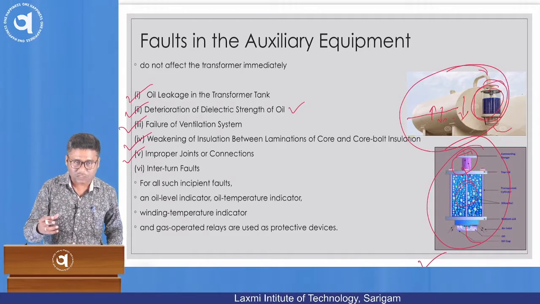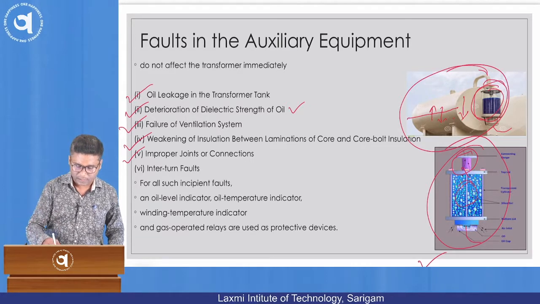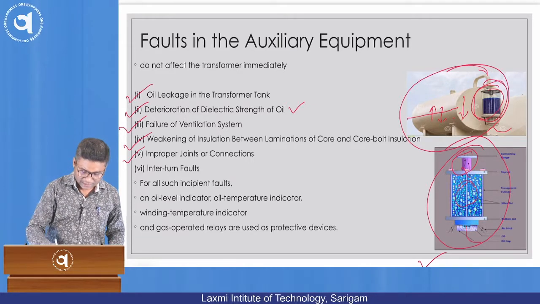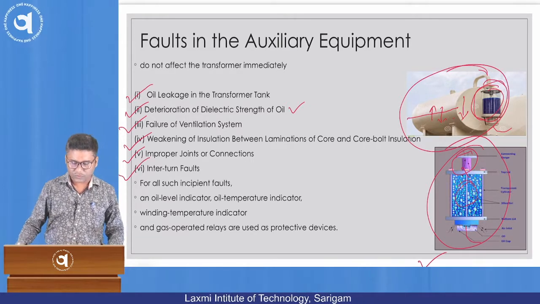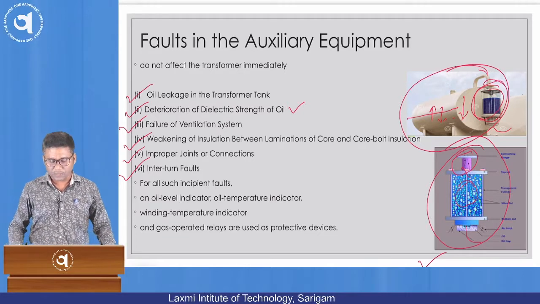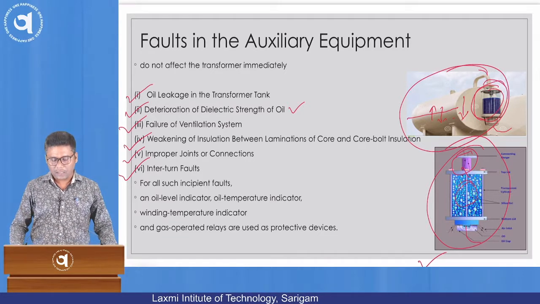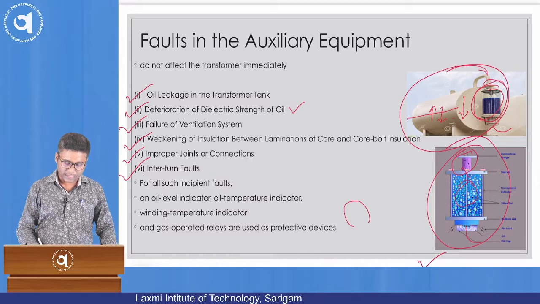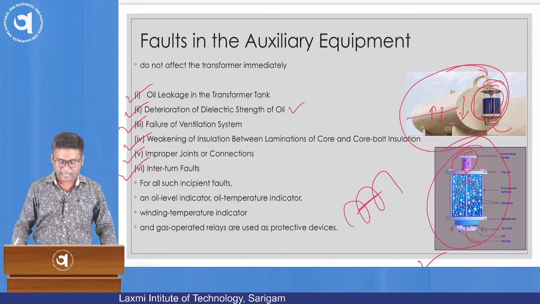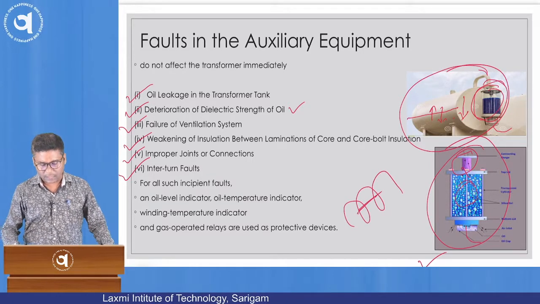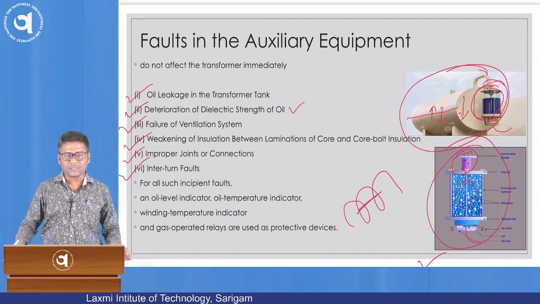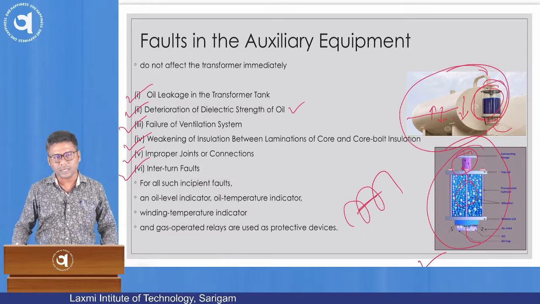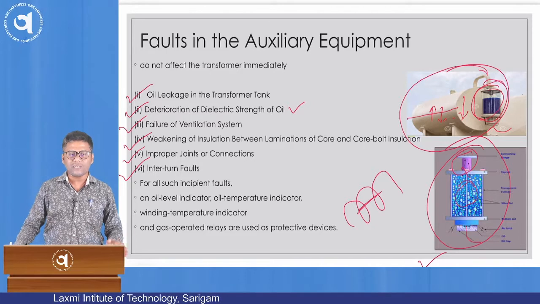So, that gas operated relay will create an alarm in this particular condition. And lastly, the interturn faults. If only a few turns of any of the windings are shorted, as I previously showed like this, then the electrical relay will not operate, because the incoming and outgoing currents are similar in that case. We will take this discussion later on in detail.